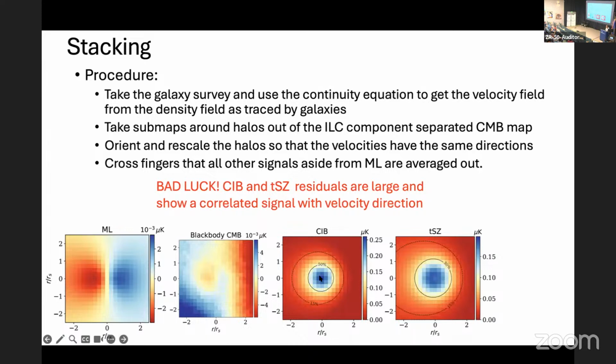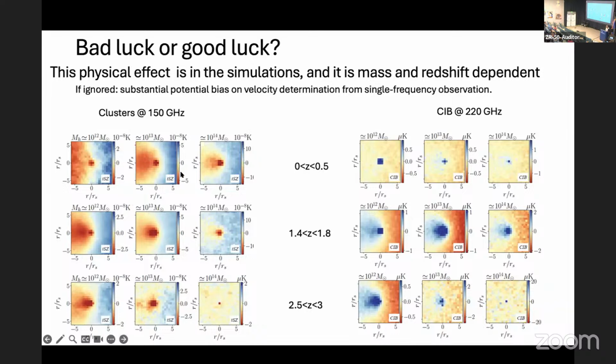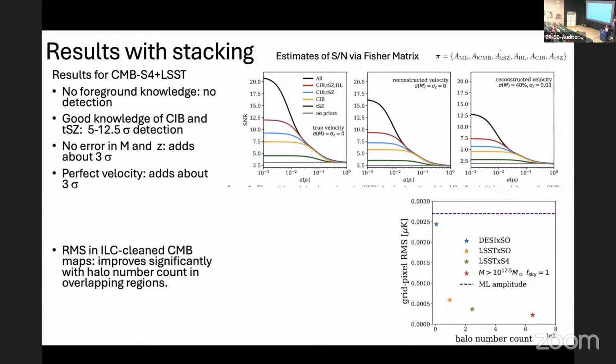But what we learned is that, in fact, there are some residuals due to the thermal Sunyaev-Zeldovich effect and the cosmic infrared background that do correlate also with the velocity of your object. So you can't ignore that, and you have to find a way to remove those more optimally. These are physical effects, and they might provide a different way to actually measure this transverse velocity. The importance of them depends on the mass of the halo and also the redshift where it is. So this is potentially a new venue for this analysis.